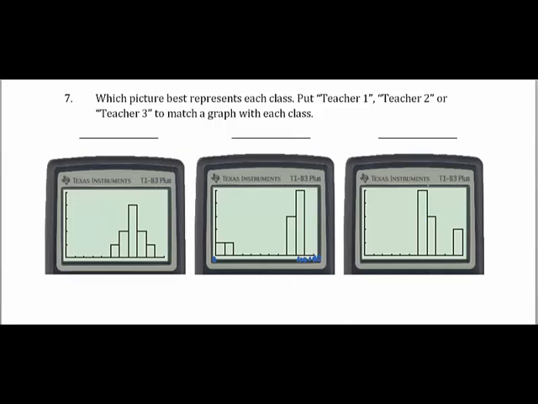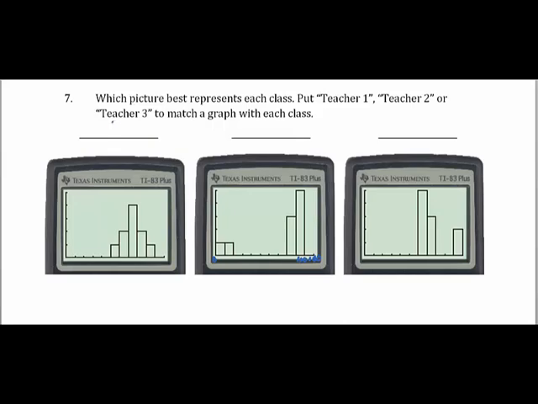So here's a bunch of D's, and here's some C's, and here's some A's. Here's a bunch of B's and A's and a couple on the low end, and this just seems to be all over the place here. So why don't you decide which teacher said which, and then pause the video and check to see if you got it right.